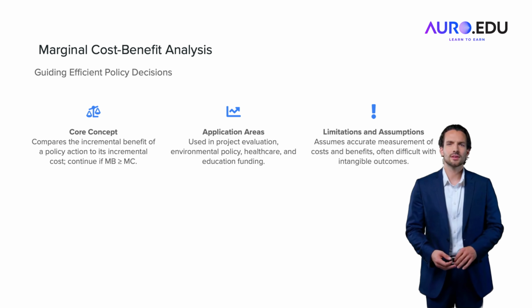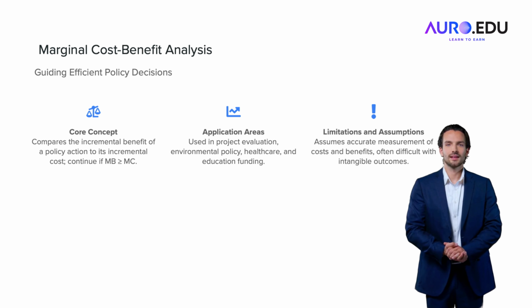Marginal cost-benefit analysis. Marginal cost-benefit analysis, MCBA, compares the additional benefits and costs of a policy change. A policy is considered efficient if the marginal benefit exceeds the marginal cost. For example, expanding a public transportation system should proceed if the added benefits to commuters outweigh the costs of expansion. MCBA aids in determining the optimal scale and scope of policy interventions.